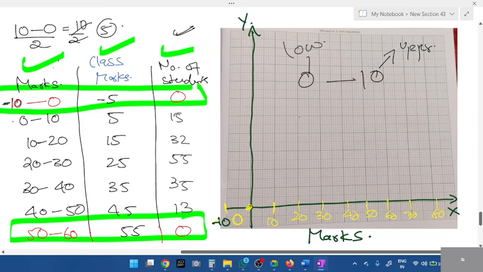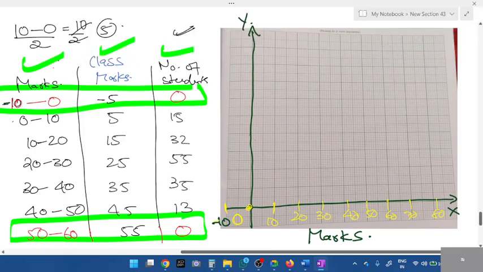So what's the formula used? Upper limit minus lower limit divided by 2. I got 5. What did I do with that 5? Add it with all the lower limits. Is that clear? That's it. We are done with the calculation part, students. Now let us start solving.